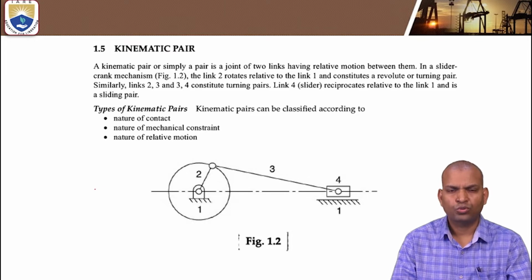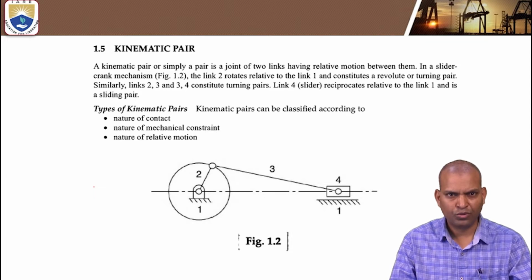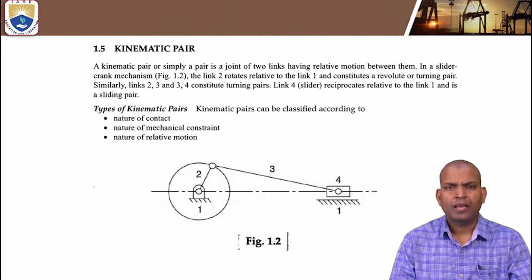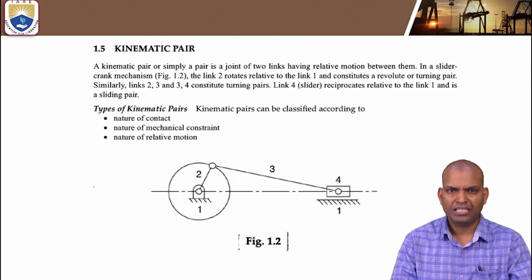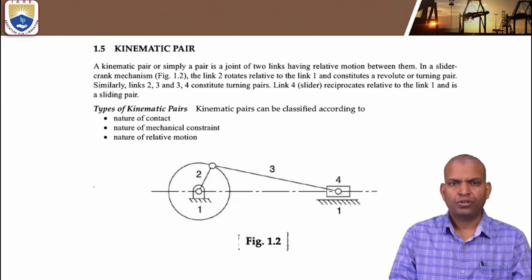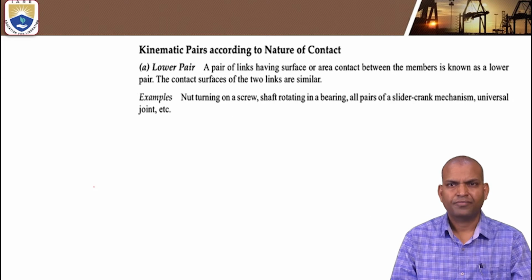What is a pair? Two links joined at a joint. The motion between the two links is based on the relative motion, in overall view, on how the behavior between the links is. The behavior is, number one, the contact; number two, mechanical constraint; and three, relative motion. In the previous lecture, we studied in detail the nature of contact of kinematic pairs. Let us give a glance.